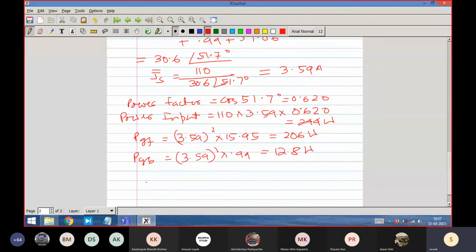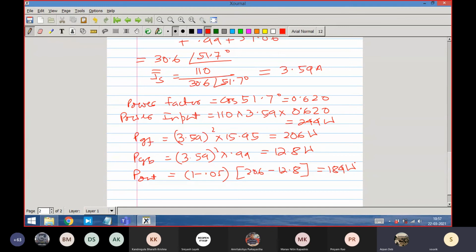Okay, so total power, that is output mechanical wise, we know that it is equal to 1 minus S, that means 1 minus 0.05 into 206 minus 12.8 watt, which is equal to 184 watt.